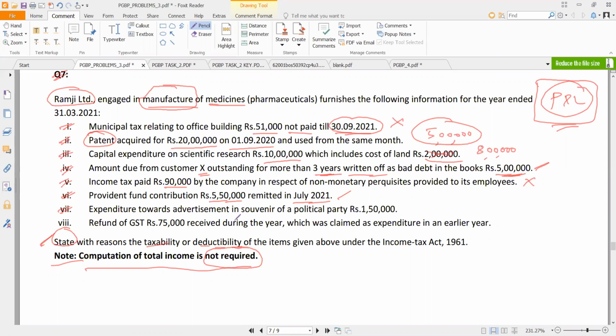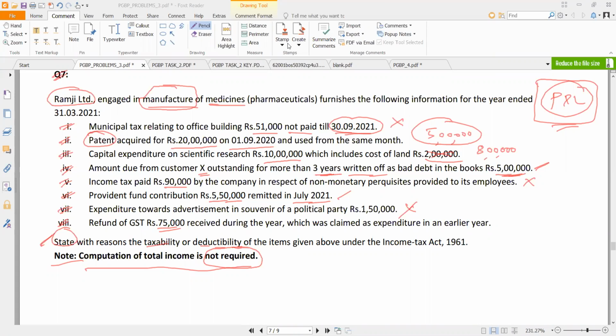Seventh point says expenditure towards advertisement in a souvenir of a political party, not allowed as deduction. Very particularly, there is a section there. What is the section for that? 37(2B), that is advertisement in a souvenir of a political party, disallowed. Then, eighth point says refund of GST 75,000 received during the year, which was claimed as expenditure in an earlier year. Now, tell me, what about this point number eight?